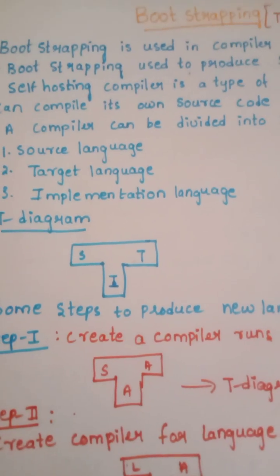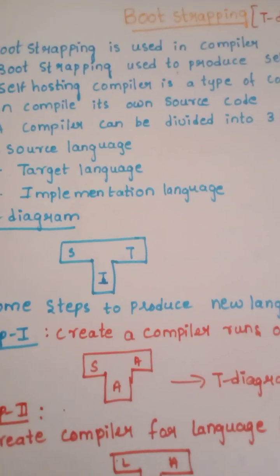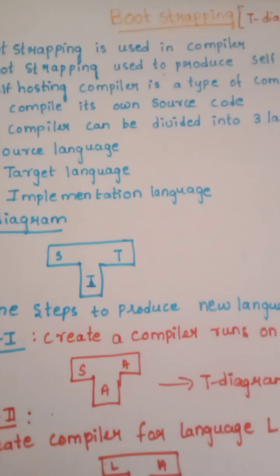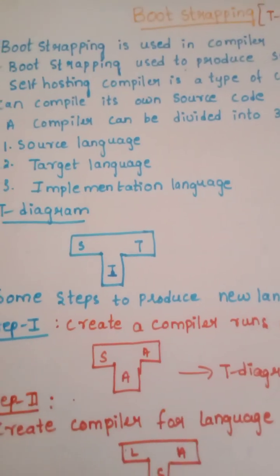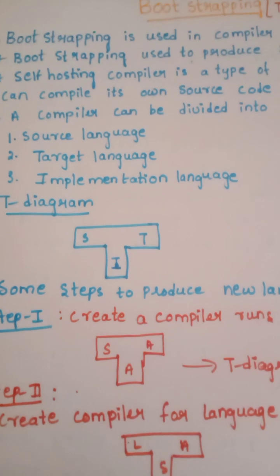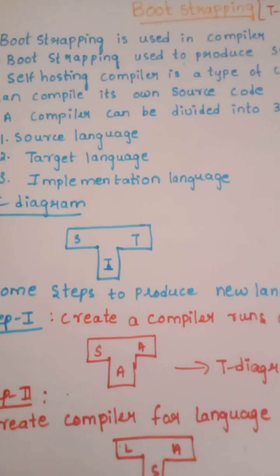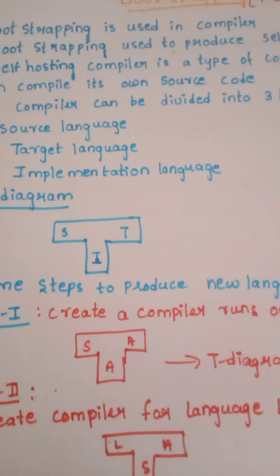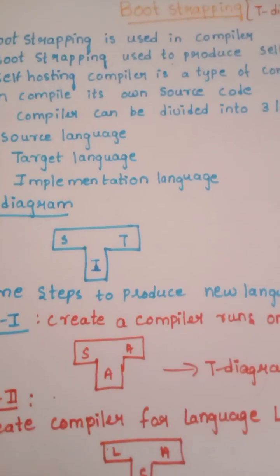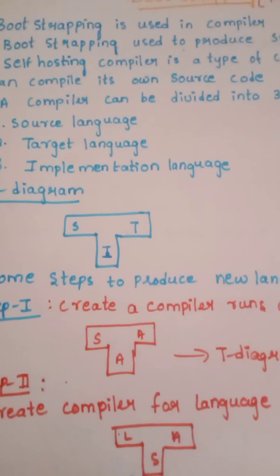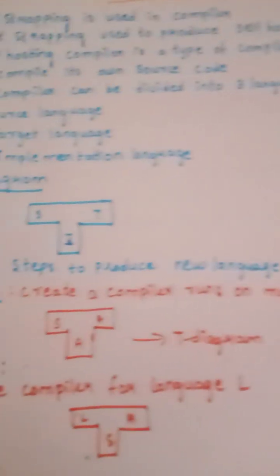So today we are going to discuss the topic of bootstrapping, a topic in compiler design, and this is based on T diagrams. So let us see what bootstrapping is. Bootstrapping is used in compilers. So what is a compiler here? A compiler is nothing but something which converts a high level language to machine understandable language. And this bootstrapping is used to produce a self-hosting compiler.